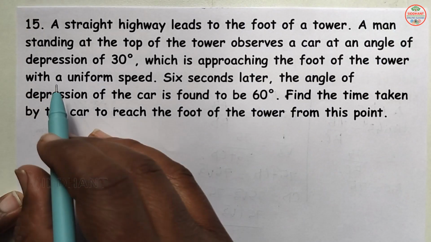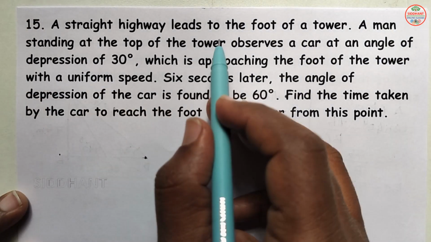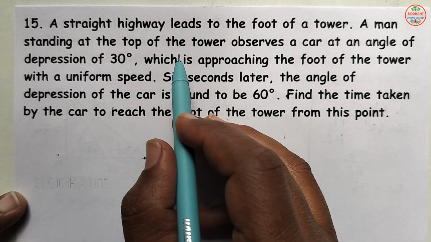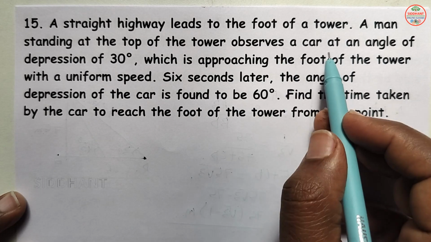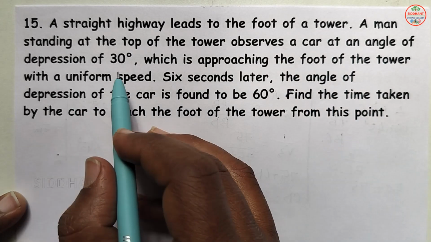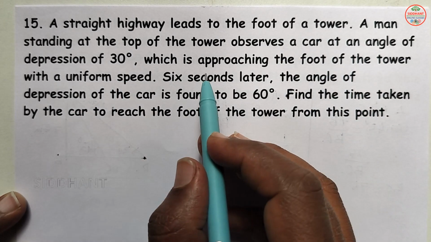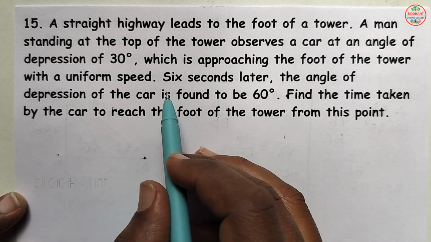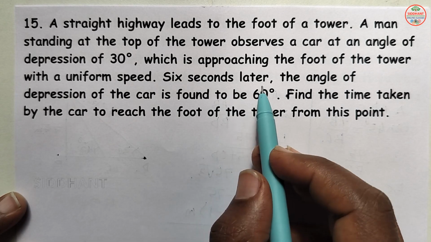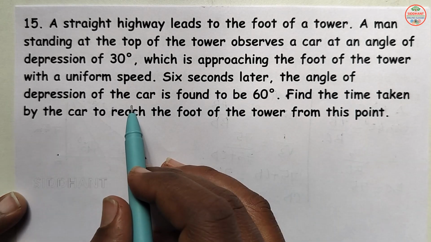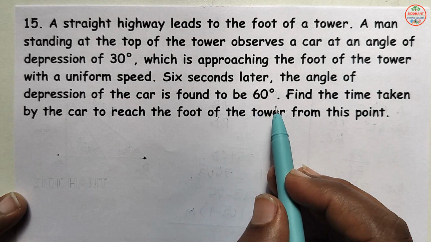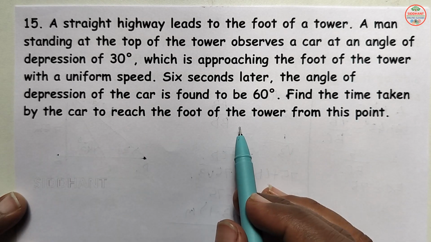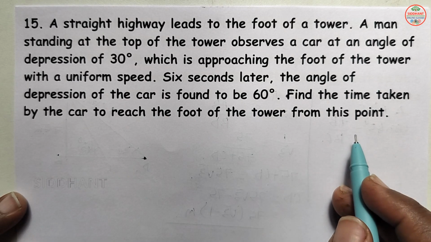Question number 15. A straight highway leads to the foot of the tower. A man standing at the top of the tower observes a car at an angle of depression of 30 degrees, which is approaching the foot of the tower with a uniform speed. 6 seconds later, the angle of depression of the car is found to be 60 degrees. Find the time taken by the car to reach the foot of the tower from this point.